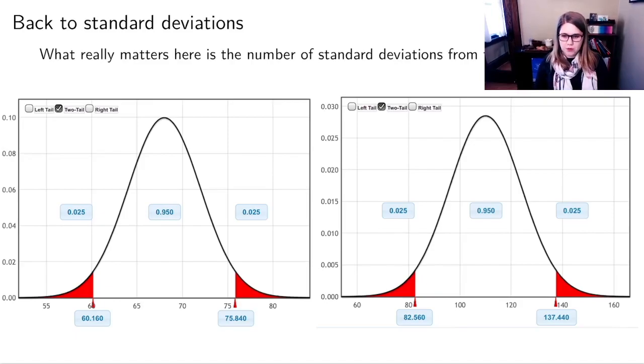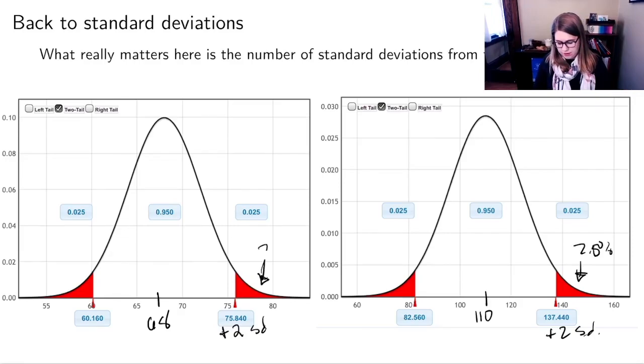Okay, so now we can see that we've got two different distributions. They're centered around different things. This one is centered around 68, and this one is centered around 110. But we've basically got plus 2 standard deviations and minus 2 standard deviations, and we're getting the same percentage in the tails, 2.5%. So what really matters is the number of standard deviations from the mean.